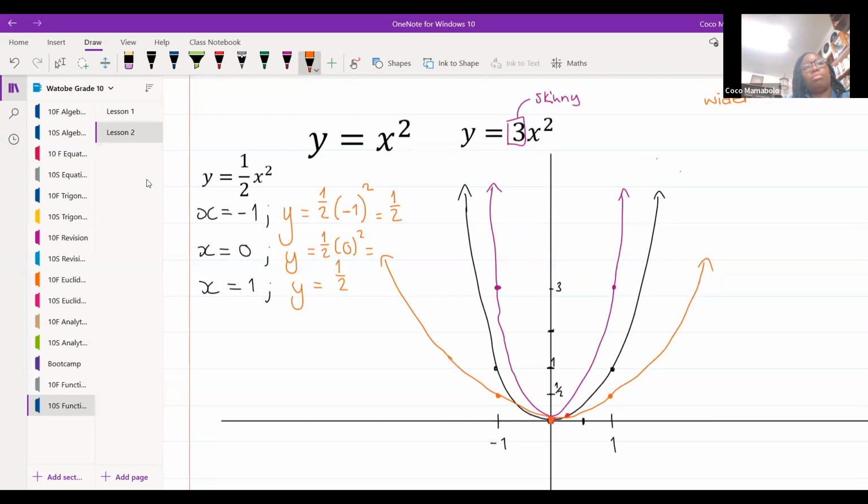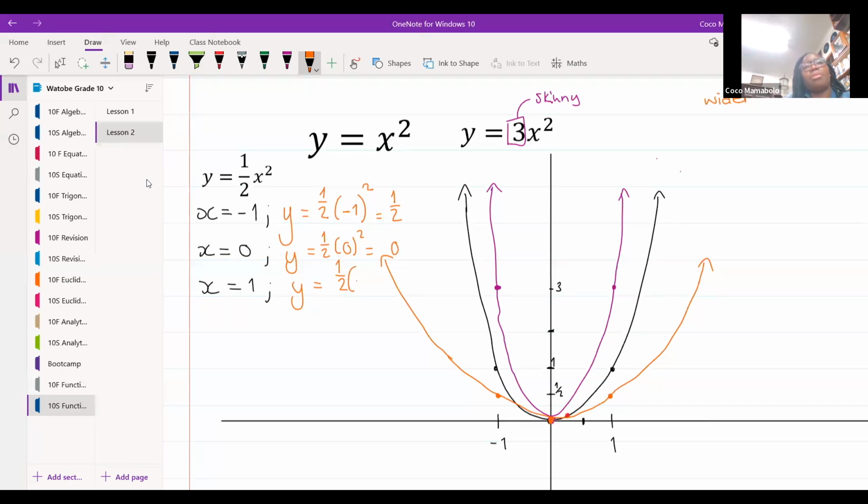Still 0. Okay, what's 0 times half? It's still 0, it doesn't change. Good. Same with over here.